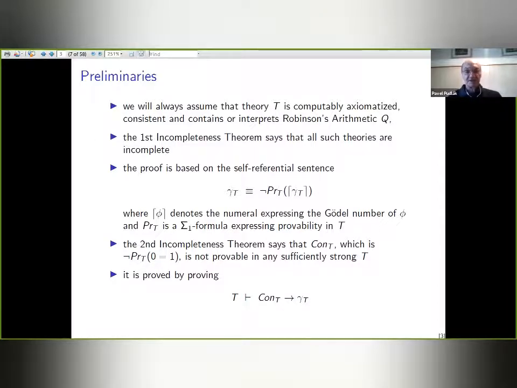The second incompleteness theorem, very roughly, can be proved by formalizing the first incompleteness theorem, because in the proof of the first incompleteness theorem, we just show that if T is consistent, then this diagonal sentence gamma_T is not provable. Therefore, if we formalize it in T, we prove that the consistency of T implies unprovability of gamma_T, and since gamma_T is equivalent to unprovability of gamma_T, it's just gamma_T. So once we prove this, and having the first incompleteness theorem, we get the second incompleteness theorem, because if gamma_T is unprovable, then Con(T) also has to be unprovable.